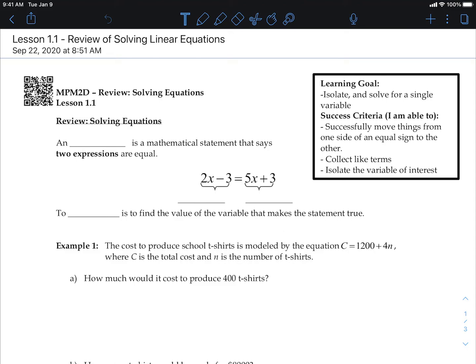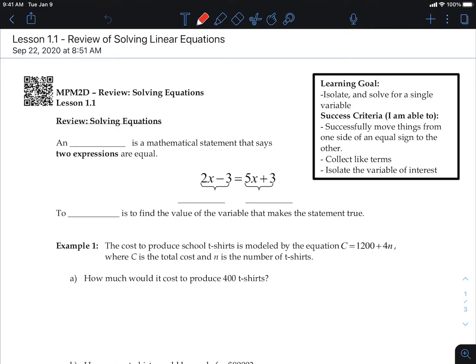This is almost like a review of grade 9 stuff for the first little bit, okay? And if at any point you can't see something or you don't understand, just let me know, and we'll address it, okay? So we're just going to review solving equations, right?